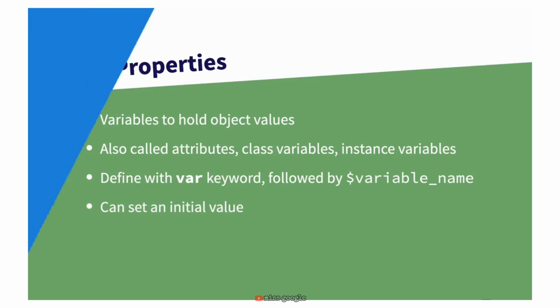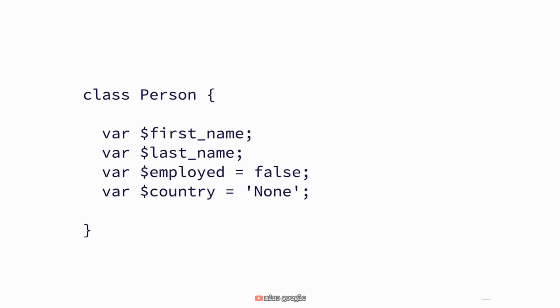Let's see an example. Here I have a class person, and inside there are 4 properties being defined: first name, last name, employed, and country. You can see that all of them begin with that var keyword to let it know that it's defining a property, followed by the variable name with a $ sign in front of it. For the first 2, there's just simply a semicolon at the end of the line. For employed and country, there's also a default value that's being set. So it's being initialized to employed equals false and country equals the string none.